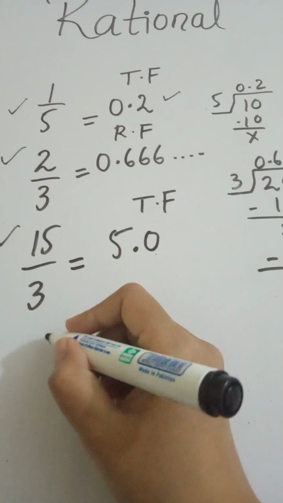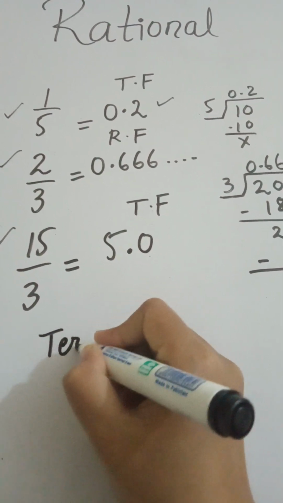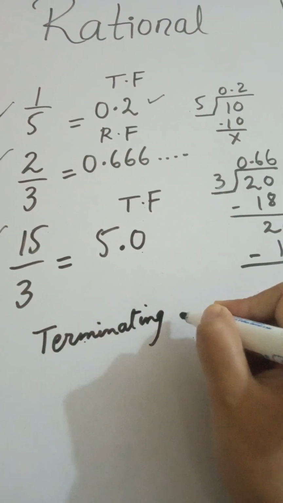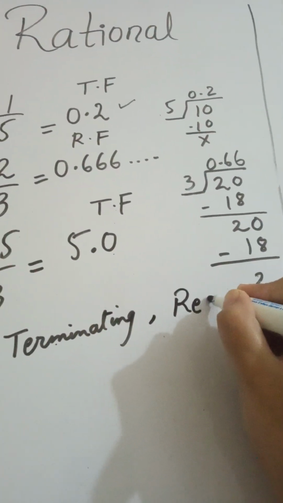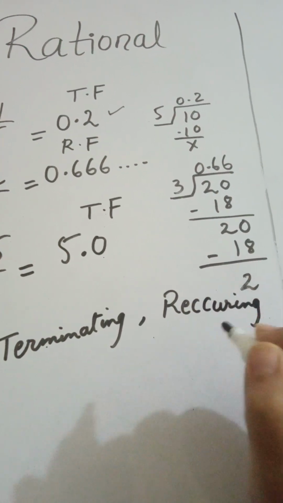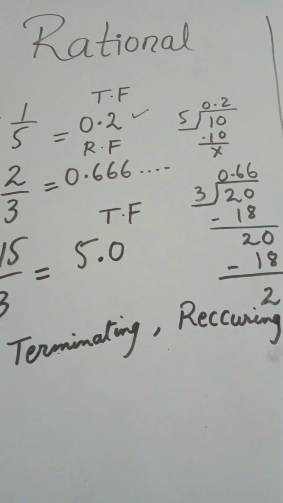Like for example, if the fraction is terminating, or recurring, maybe it's going on but in a pattern, recurring means that, so those fractions will be rational.